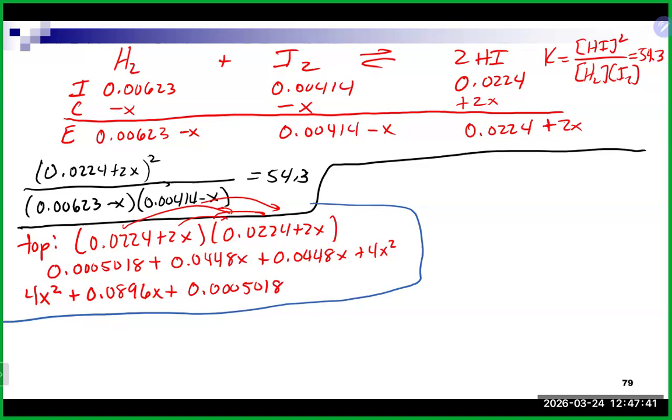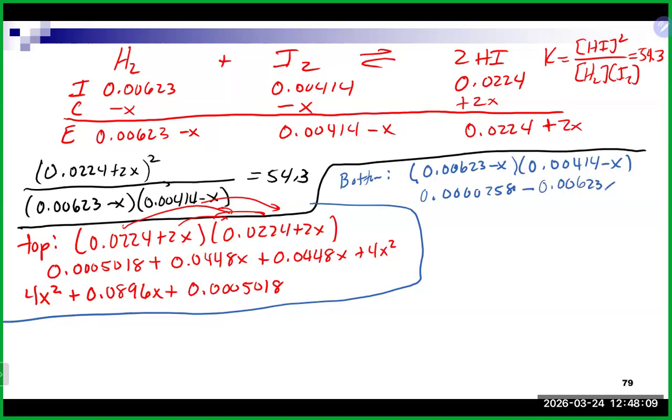All right, so on the bottom, we got 0.00623 minus x and 0.00414 minus x. Same deal, a little in and out there. So 0.0000258 minus 0.00623x minus, I'll go underneath since I ran out of room there, 0.00414x plus x squared.